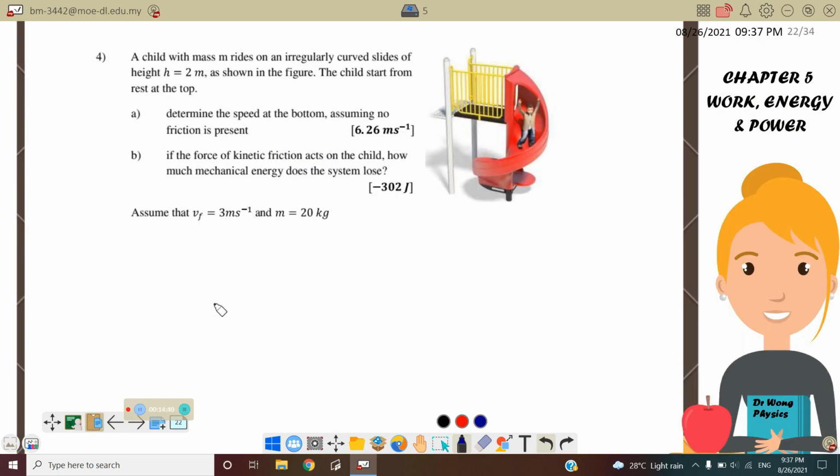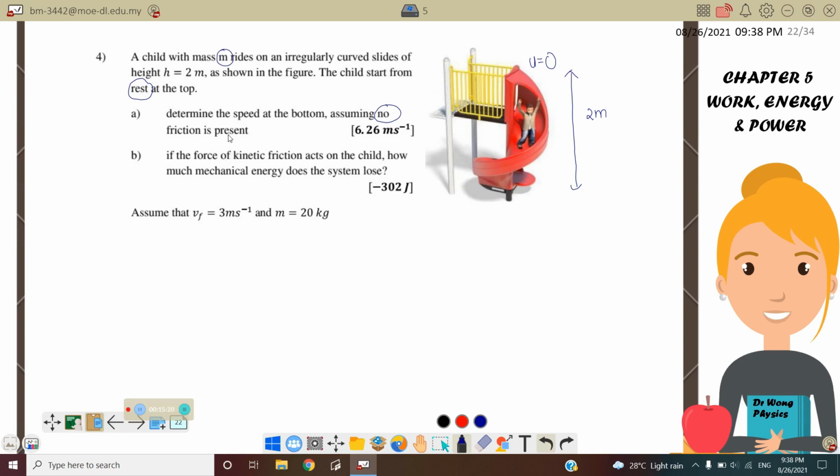Okay, next question, question number 4. For these questions onwards, questions 4, 5, 6, they involve the frictional force, meaning that we need to consider the work done to overcome the frictional force. A child with mass m rides on an irregular curved slide, where the height is 2 meter. The child starts from rest, meaning that the initial u is equal to 0. Determine the speed at the bottom, assuming that initially there is no friction.